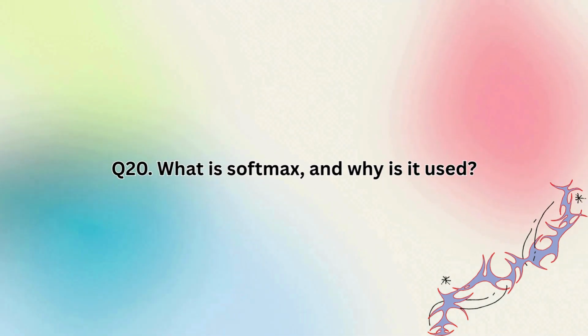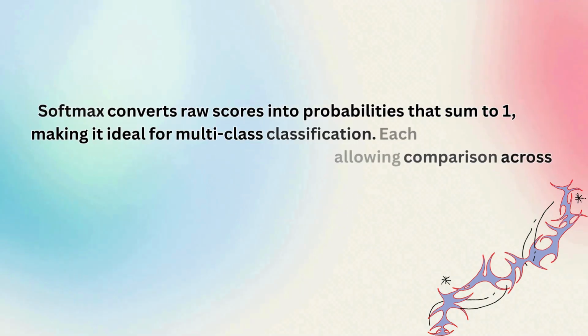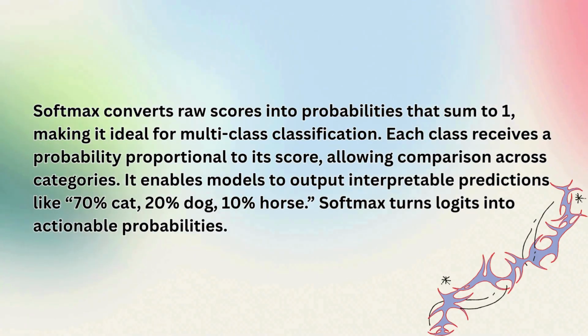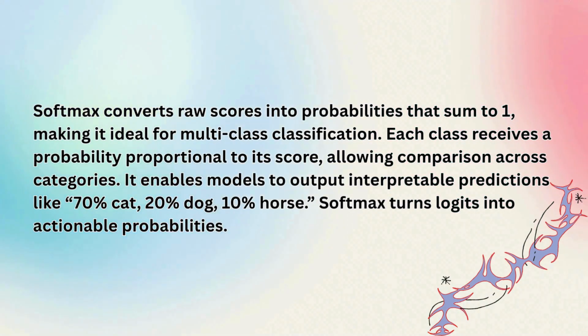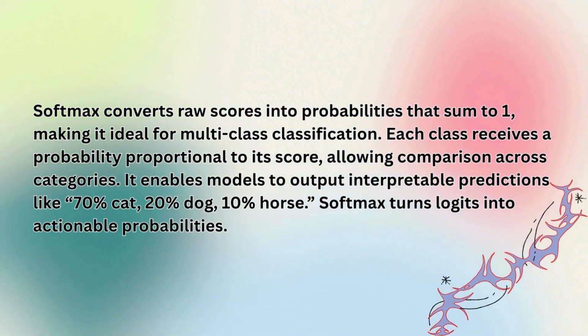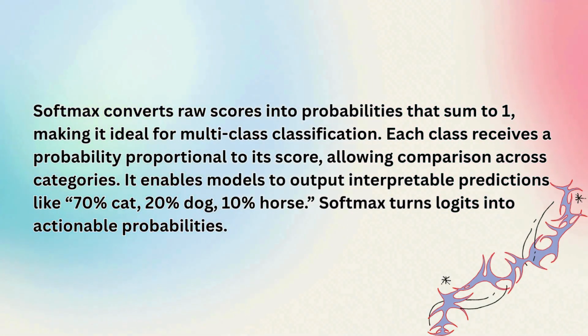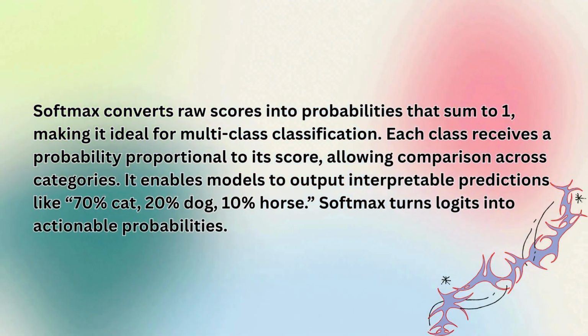What is softmax and why is it used? Softmax converts raw scores into probabilities that sum to 1, making it ideal for multi-class classification. Each class receives a probability proportional to its score, allowing comparison across categories. It enables models to output interpretable predictions like 70% cat, 20% dog, 10% horse. Softmax turns logits into actionable probabilities.